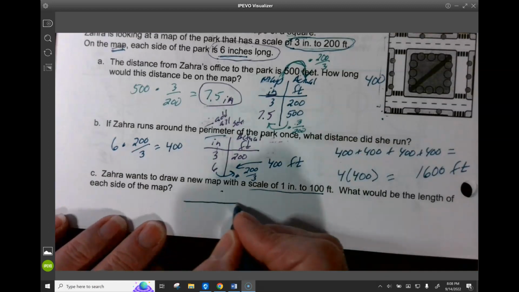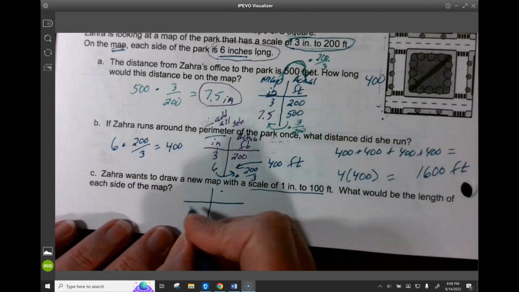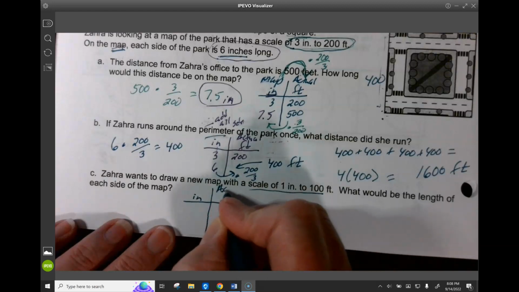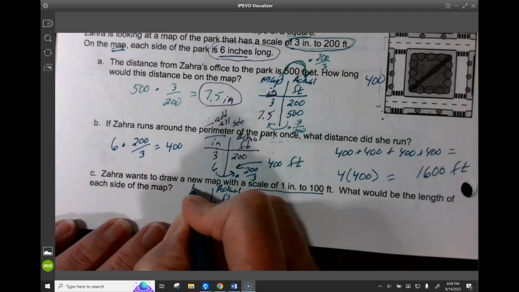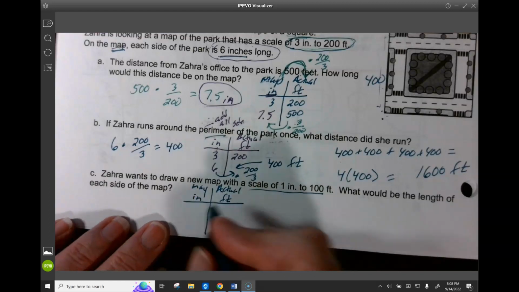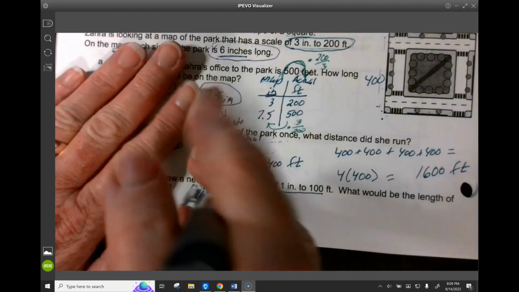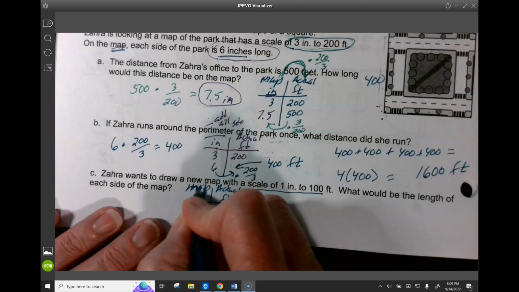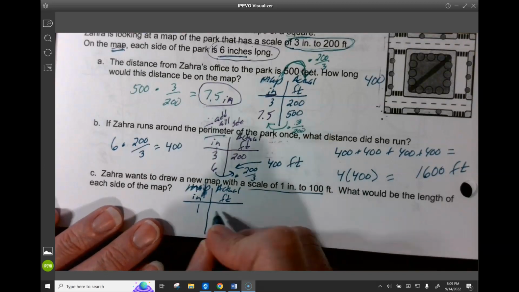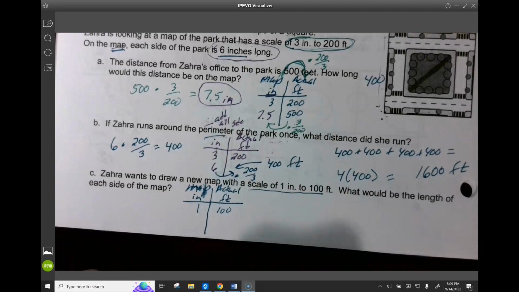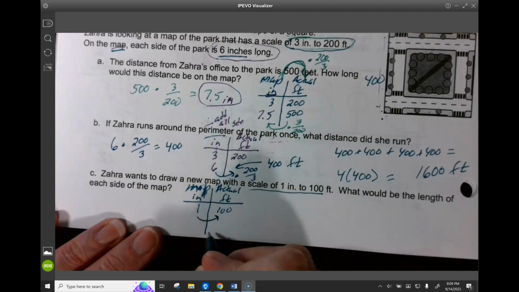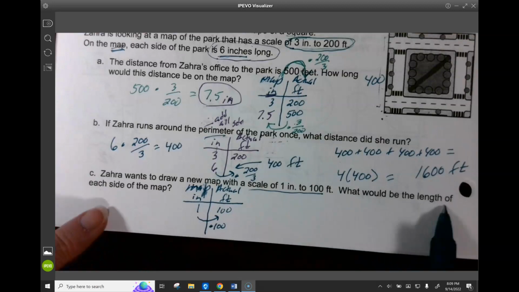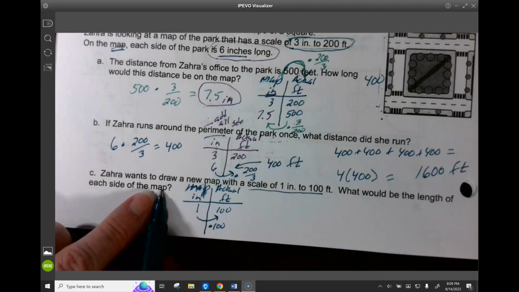Let's make another table. I'm liking these tables a lot. Thank you, Miss Patterson. So I have inches and I have feet. This again is my actual one. This is my map or my drawing. Okay, this time I have 1 inch. That's a map, not a may. Map, sorry. So I have 1 inch to 100 feet. Okay, so if I go this direction, I'm going to multiply by 100. So it says, what would be the length of each side of the map?